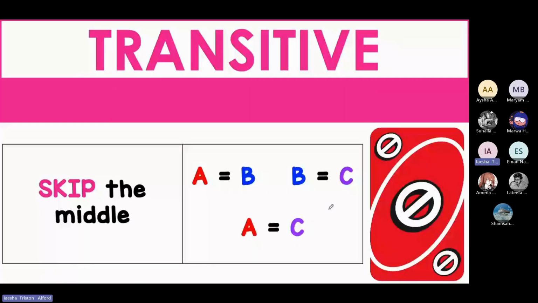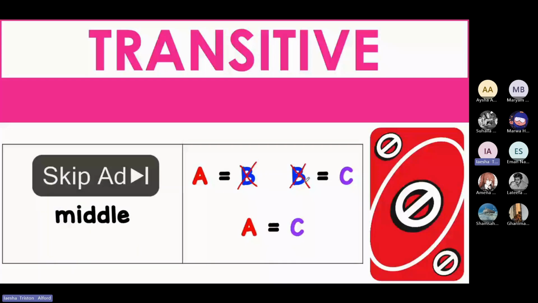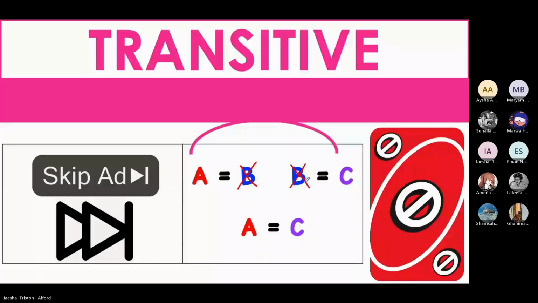We also have another vocabulary word. Transitive means to skip the middle. So here you have A is equal to B and B is equal to C. If we want to make something transitive, we have to skip the thing we have in the middle, and we can write that A is equal to C. It's like your Uno card. When you play the skip card, the person sitting next to you has to be skipped. It goes to the next person in the line. That is how transitive works, like the skip card in Uno.